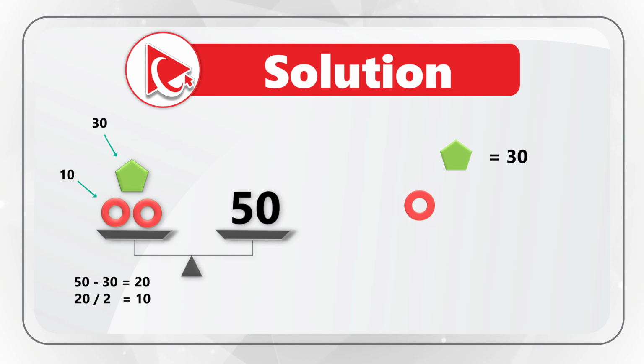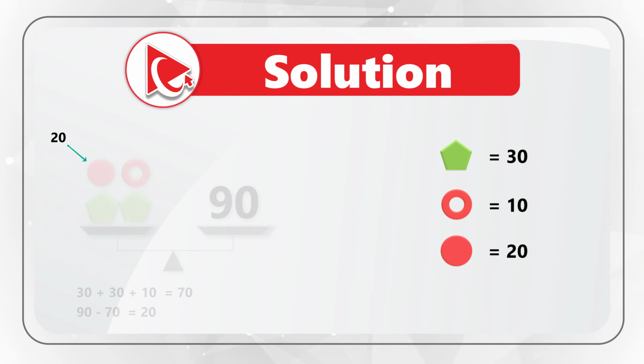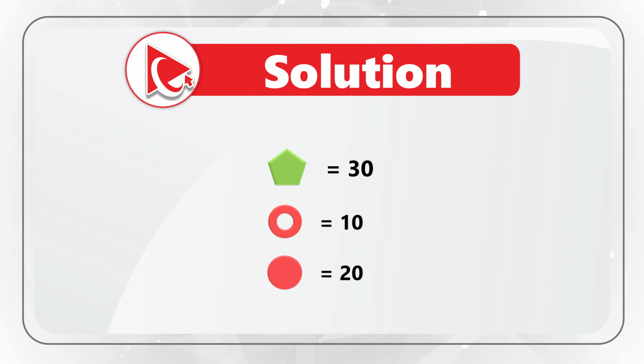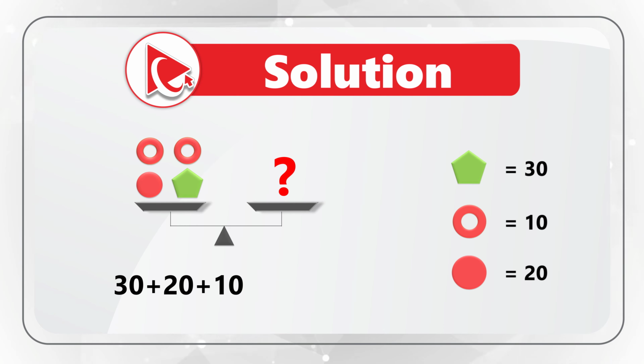On the next scale, we have 2 pentagons, 1 circle, and 1 bagel, and the combination of these shapes equals to 90. Let's do the math. 30 plus 30, which is the value of 2 pentagons, plus 10 equals 70, which means that the circle equals 90 minus 70, which equals to 20. Now we know the values of all the shapes. Pentagon equals 30, bagel equals 10, and then circle equals 20, and we can calculate the missing number. 30 plus 20 plus 10 plus 10 equals 70, which means the correct answer is choice C, 70.